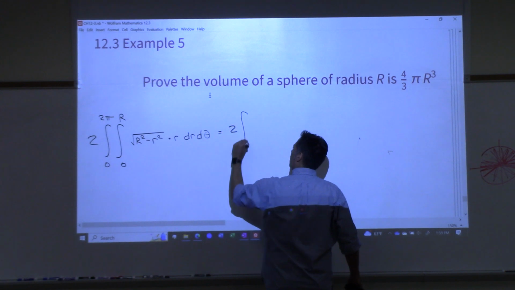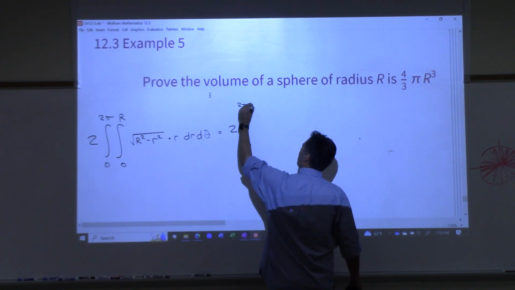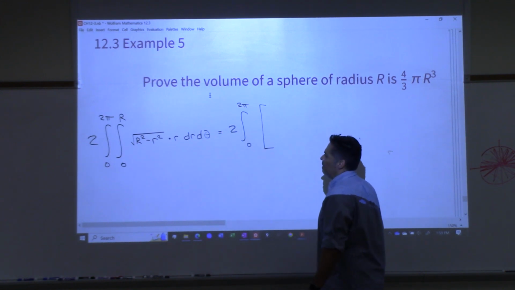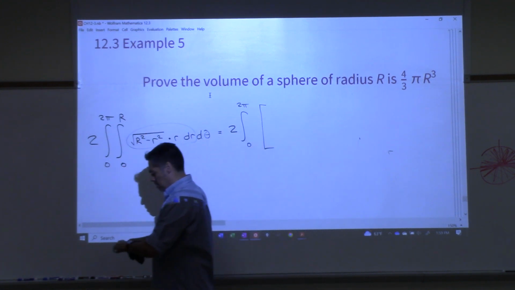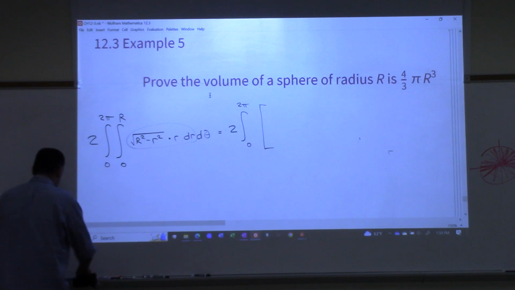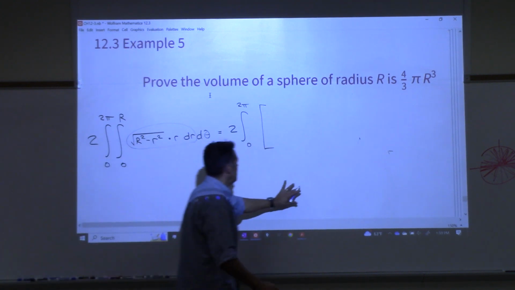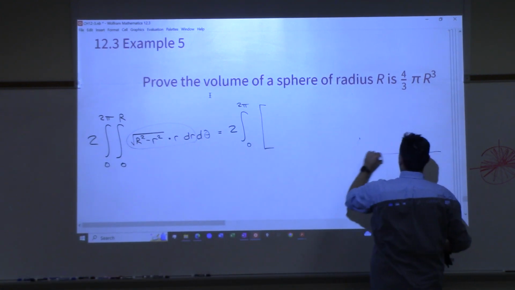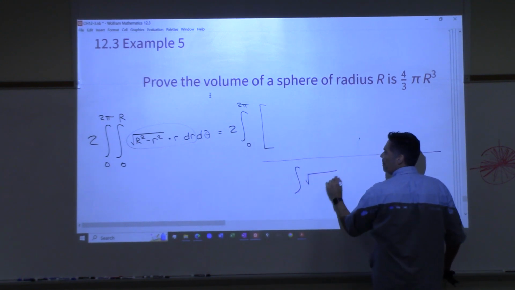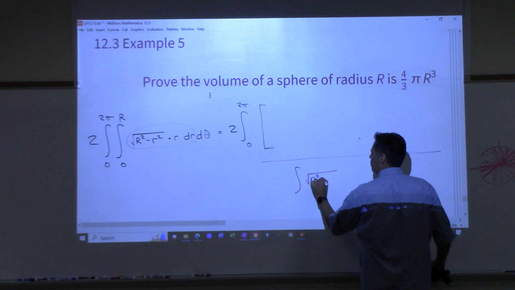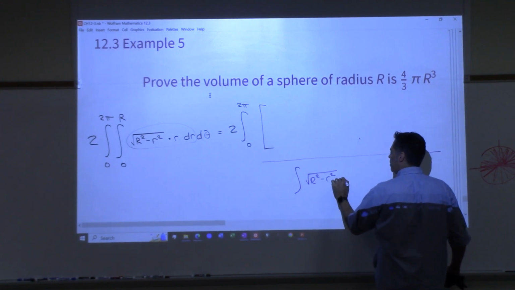2 integral 0 to 2 pi. Here comes the inner integral. I need to go find the antiderivative of this. I should do that on the side maybe for you. Let me do it on the side, right down here. I want to do the integral. Let's just do the indefinite integral first, and then I'll come back in and put my limits of integration.